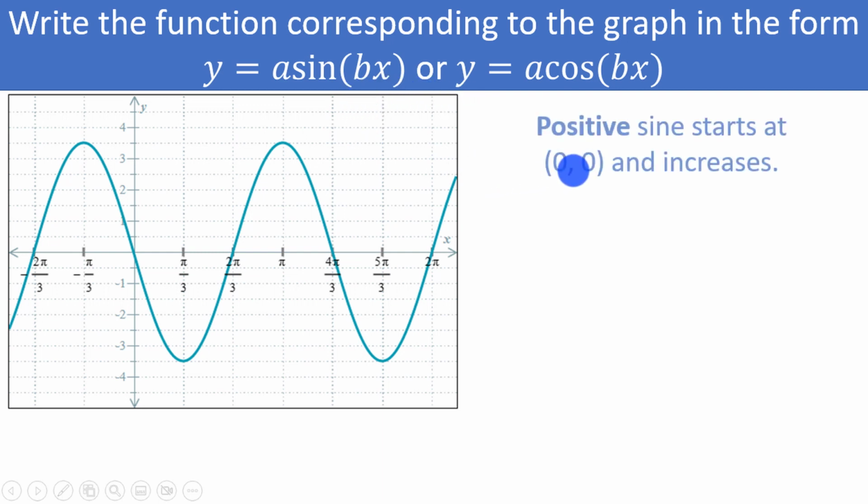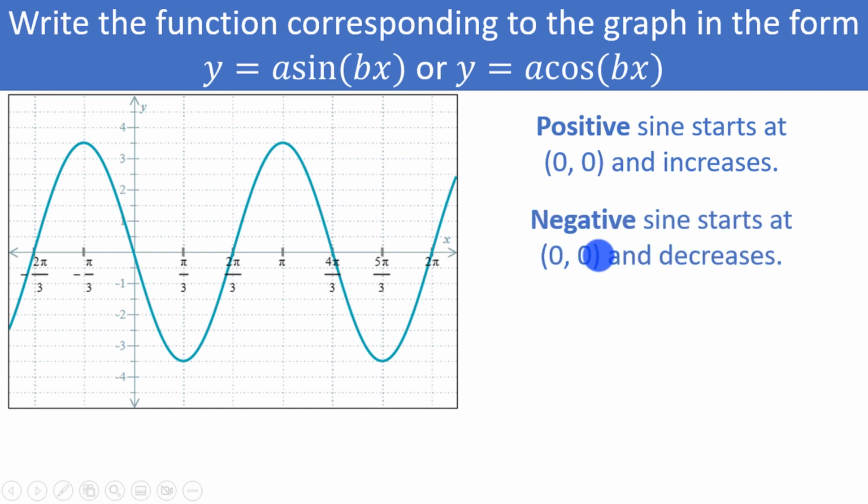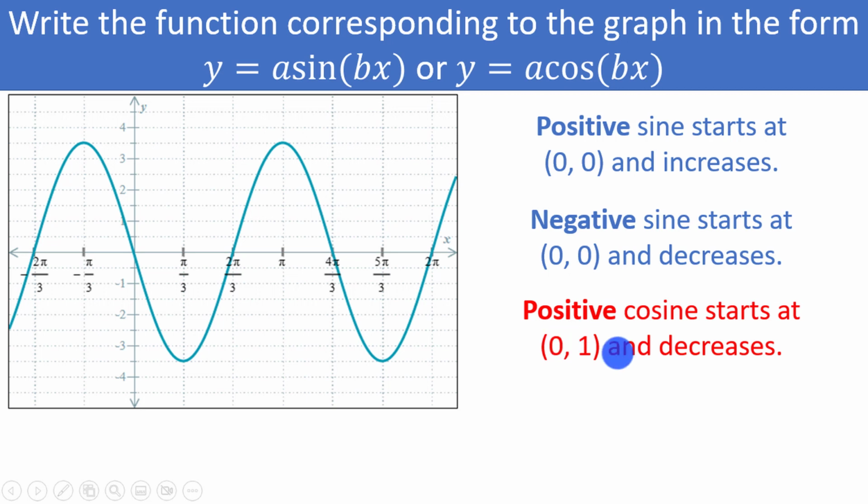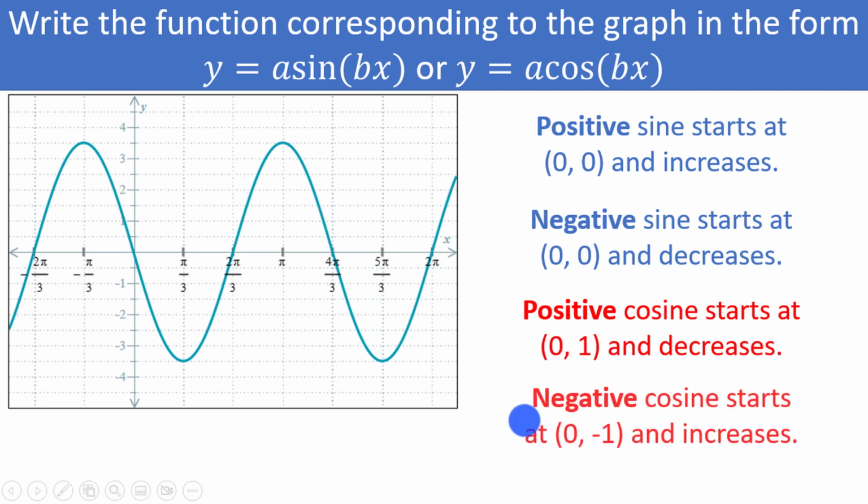Recall that the untransformed sine function starts at 0, 0 and then increases from there. A negative sine function also starts at 0, 0, but decreases at the start of its period. A positive cosine function instead starts its period at 0, 1 and decreases from there. A negative cosine function starts its period at 0, -1 and then increases from there.